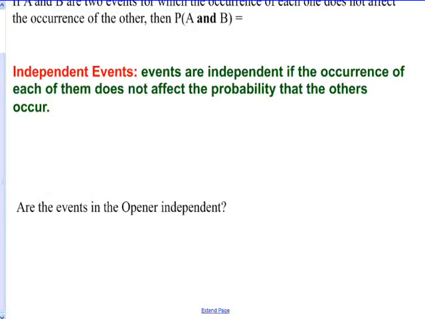So for that first problem that we just did for the opener, was that independent or dependent? Well, they were two different boxes. One did not affect the other, so they are independent events. One will not affect the other's outcome. I could have selected a blue marble and still selected a white, and it would not have mattered, because selecting blue from box X does not affect selecting white or red from box Y.